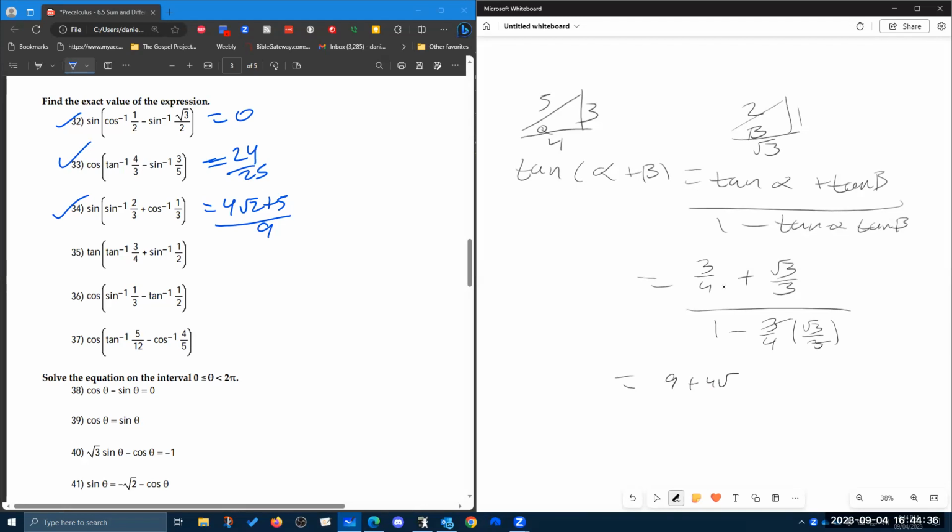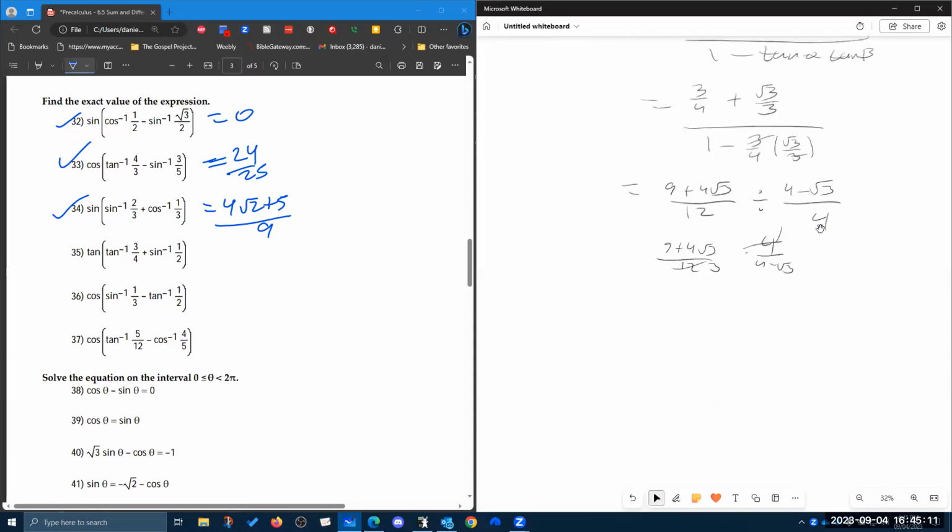9 plus 4 root 3 over 12 divided by 3 minus root 3 over 4, or 4 minus root 3 over 4. So 9 plus 4 root 3 over 12 times 4 over 4 minus root 3. 4 goes into 12 3 times. So we have 1/3 times 9 plus 4 root 3 over 4 minus root 3. I'm going to multiply by 4 plus root 3 over 4 plus root 3.